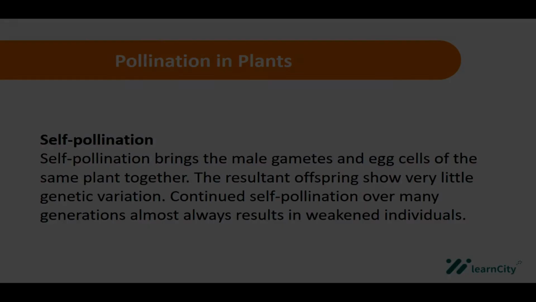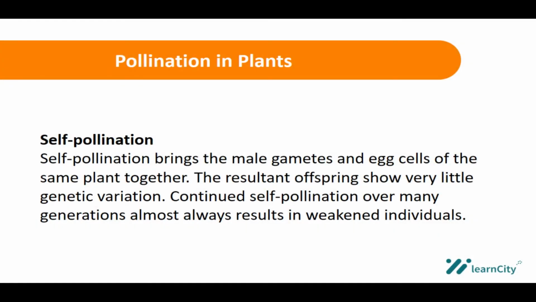Now, the offspring produced by self-pollination shows very little genetic variation because we are talking about the same plant or the same flower. Continued self-pollination over many generations will most likely result in weakened individuals because the unfavorable traits will continue being passed down to the offspring. So that's that about self-pollination.